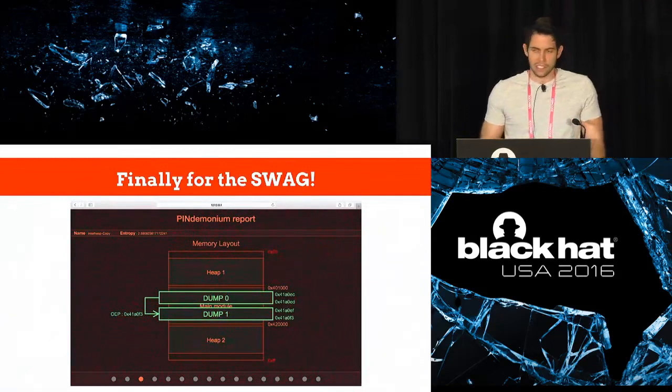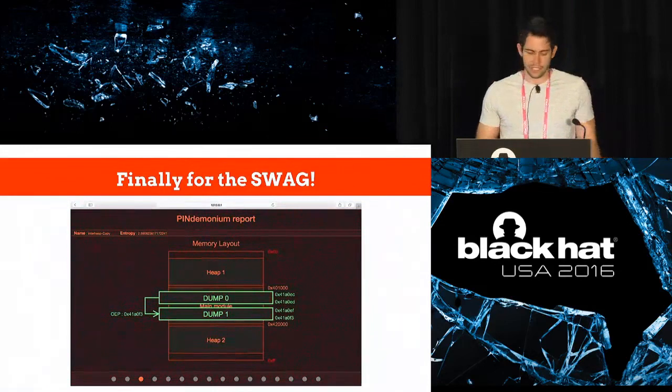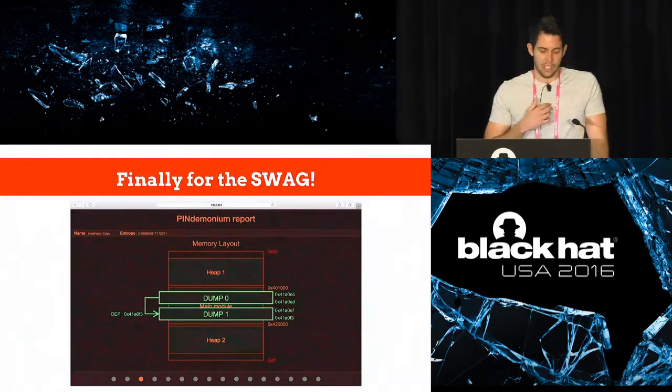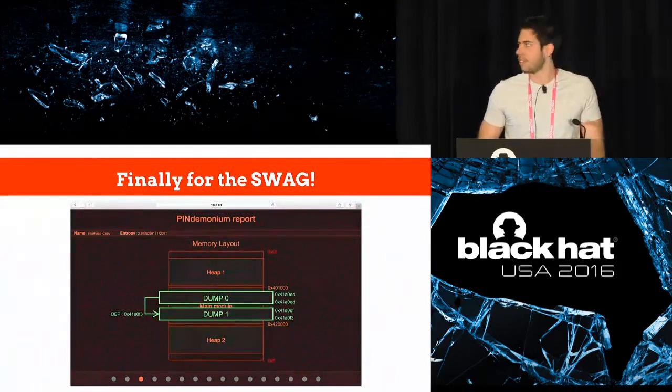Finally, this is a screenshot of the report our system produces at the end of the analysis. It can show the whole evolution of the program's memory during the whole phase of the analysis, along with all the values retrieved by the heuristics.